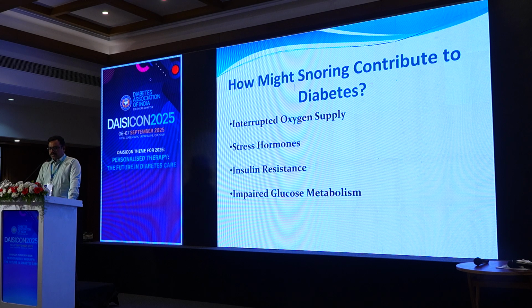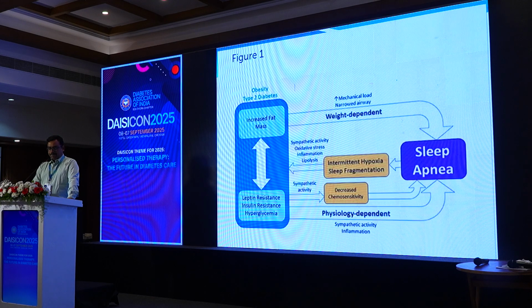And how might snoring contribute to diabetes? There will be interruption in the oxygen supply to the brain and disruption in the sleep cycle, because the patient will have frequent apnea and hypopnea episodes. Because of that, the patient will have fragmented sleep. It causes intermittent hypoxia and releases stress hormones, especially corticosteroids, and other hormone levels will be increased, leading to insulin resistance and ultimately impaired glucose metabolism. This is the way these processes can contribute to diabetes development.